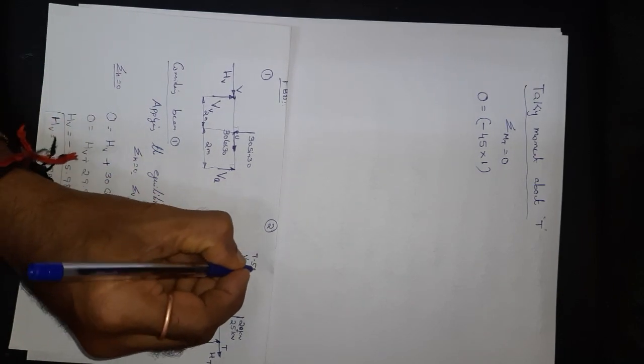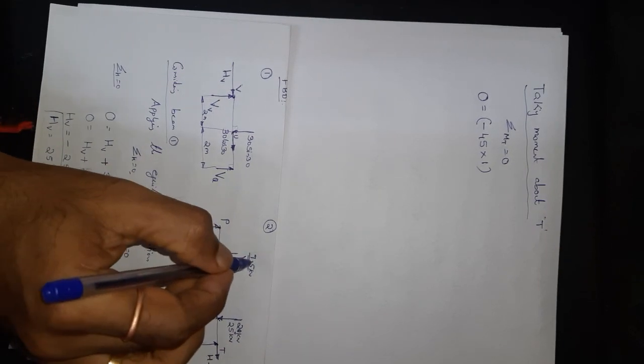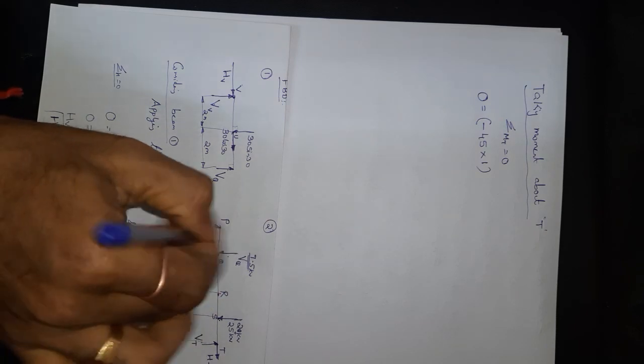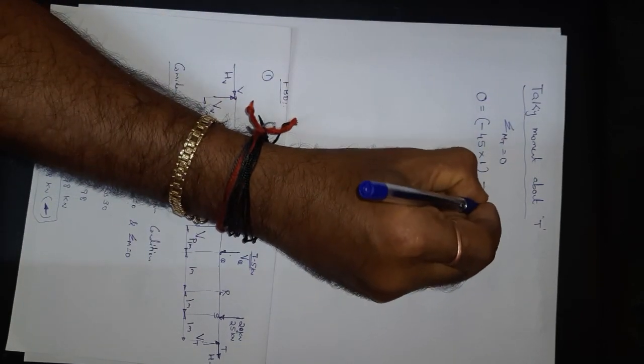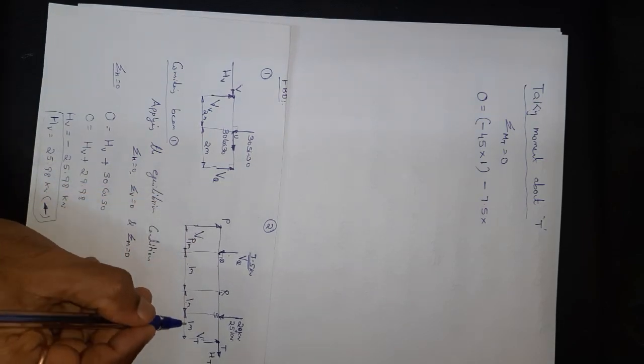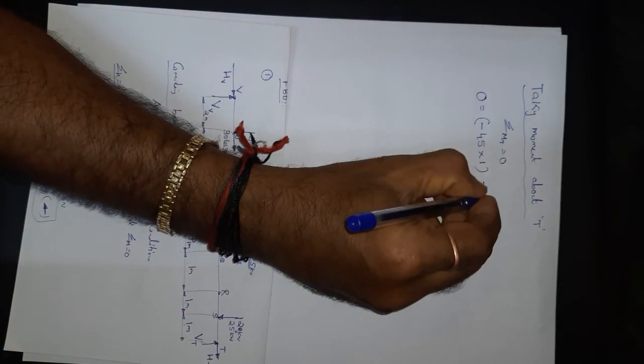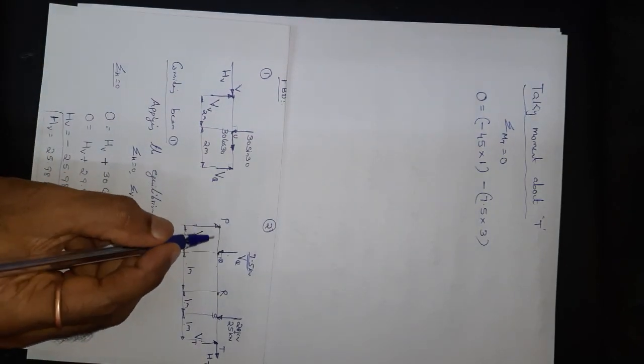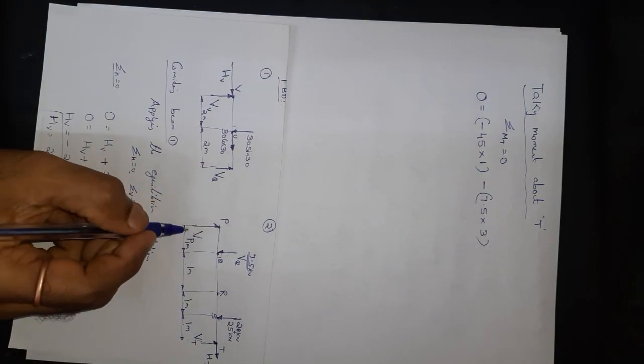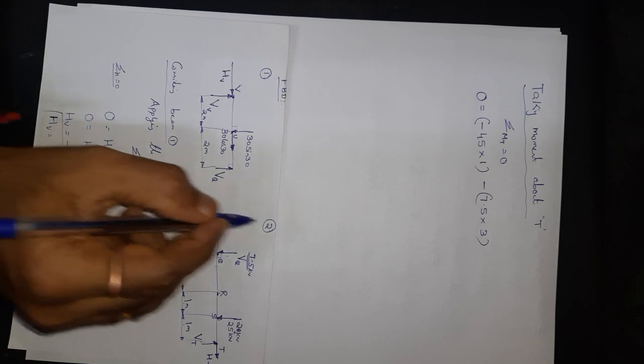Let me just move to the next force, which is VQ. VQ value is 7.5, which is 7.5 kilonewton, isn't it? So 7.5, which is acting in the negative y direction, that is vertically downwards, and tends to rotate the object in the anti-clockwise direction, which will carry minus sign. So 7.5 into its perpendicular distance from the origin is 1 plus 1 plus 1, which is 3.